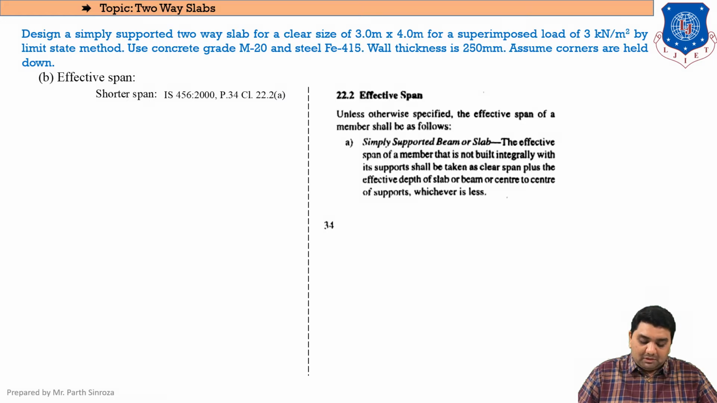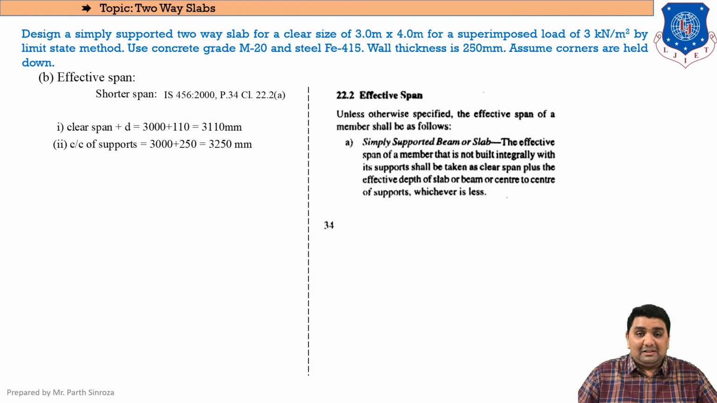So moving on to page number 34, the equations can be obtained from this case that we have already covered. The first equation was our small d, that is effective depth plus the clear span. Clear span is given in the question as 3 meter in the shorter axis. So our answer comes out to be 3110 mm.